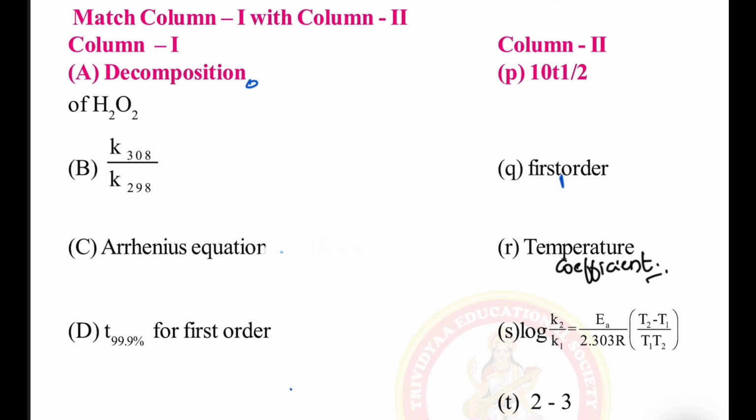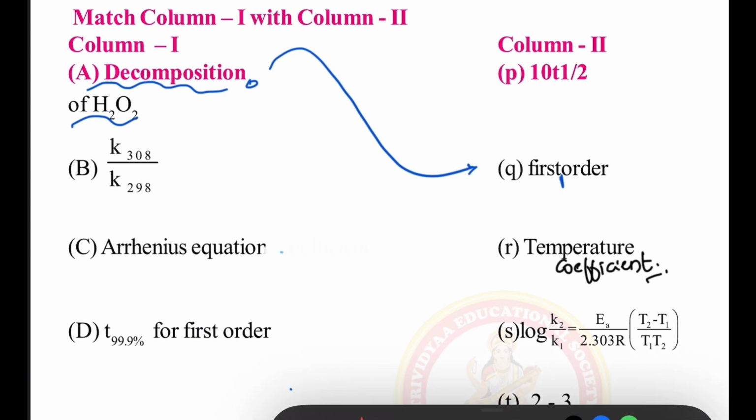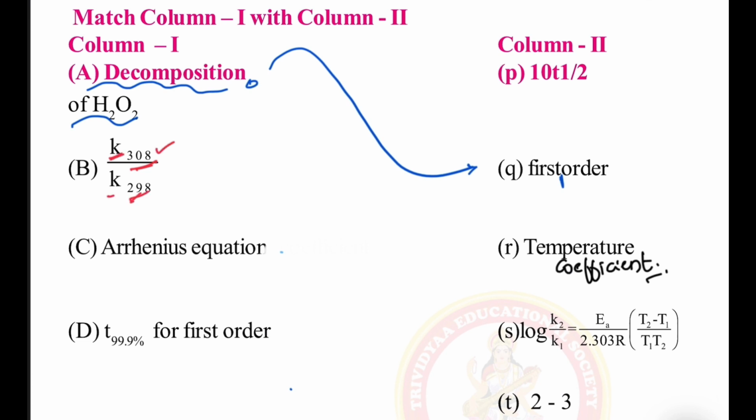Chemical kinetics matching questions. See, hydrogen peroxide decomposition is a first order reaction. K308 by K298, where K is the rate constant at 308 and 298, there is a difference of 10 degrees Celsius or 10 Kelvin. So it is called the temperature coefficient, and interestingly its value will be 2 or 3. Sometimes 2, sometimes 3, 2 to 3 you can say.